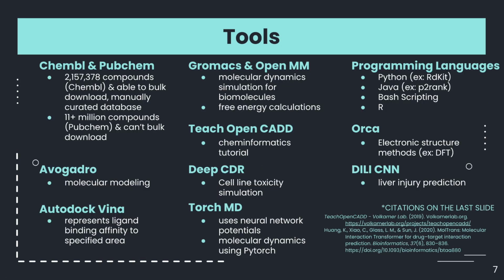In order to complete the methods detailed in the last slide, we are using several tools. I'd like to clarify that although we are using these tools, they were created by someone else not in our lab. The citations for all the tools will be listed in the last slide and in our references document. After examining databases of compounds including PubChem and ChEMBL, we ultimately chose ChEMBL because even though it had less compounds, it was manually curated and we were able to bulk download all the data in a CSV file.